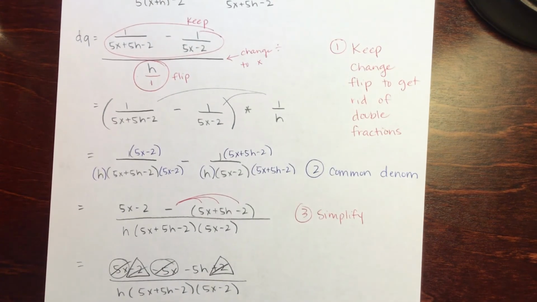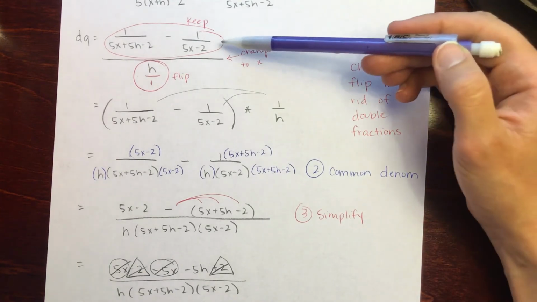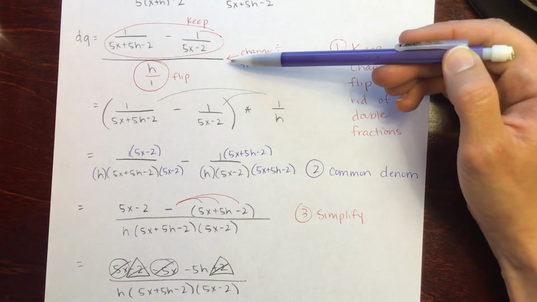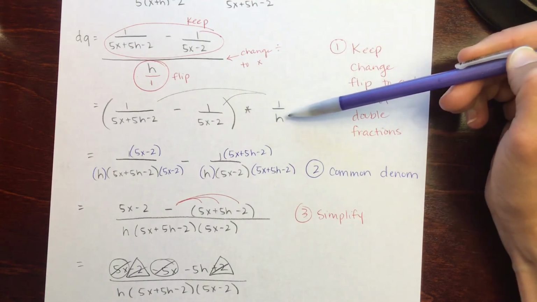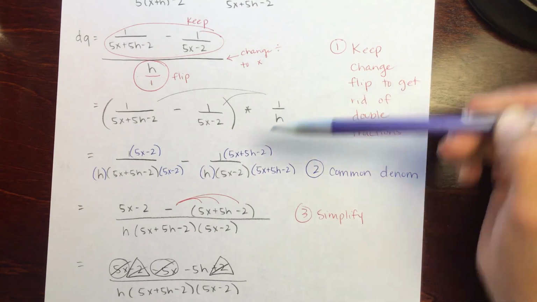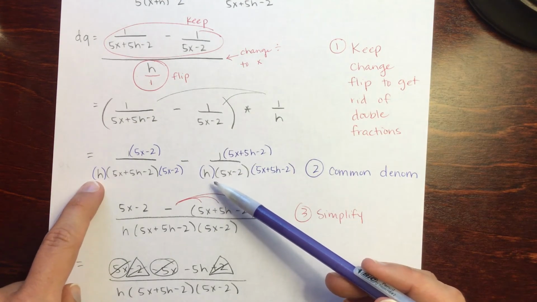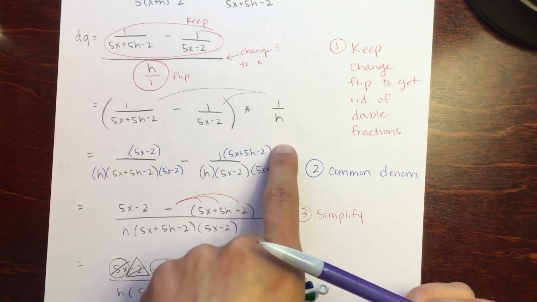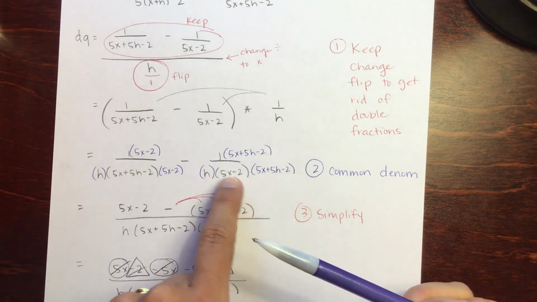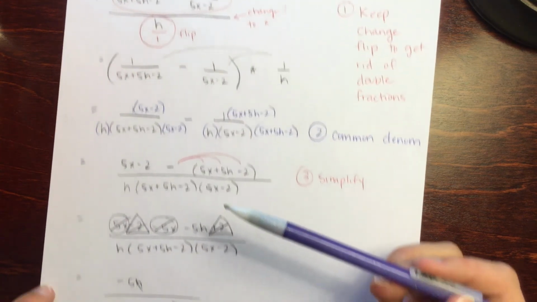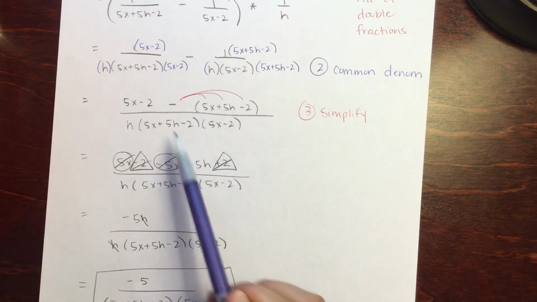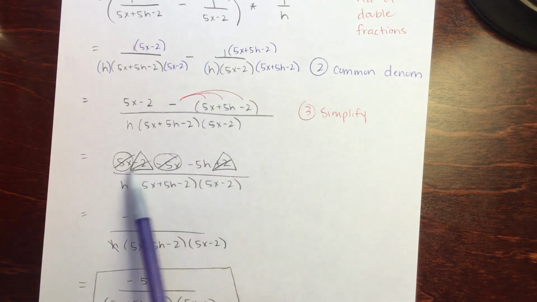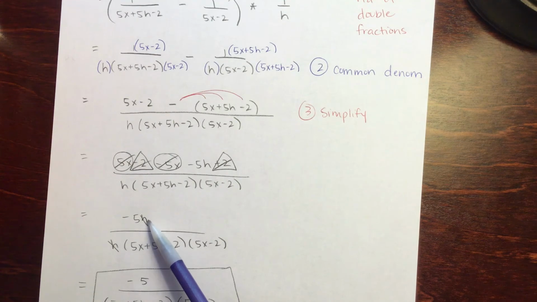So recap of what I just did. I did a keep, change, flip: keep the numerator as is, put parentheses around it, change the division sign, fraction sign to a multiplying, and flip the denominator so I could distribute my h. Then I found a common denominator, so this denominator had to be multiplied down here and up here. The second denominator had to be multiplied down here and up here. I could write it as one fraction now, and all I had left to do was simplify. So distribute, combine like terms, nothing needed to be factored, but I could cancel.